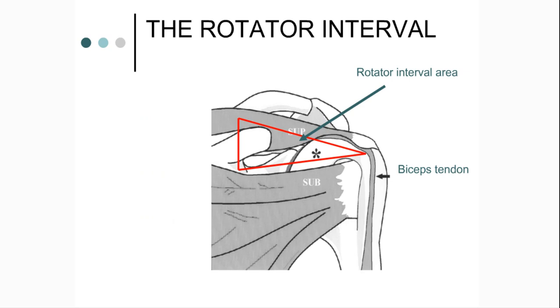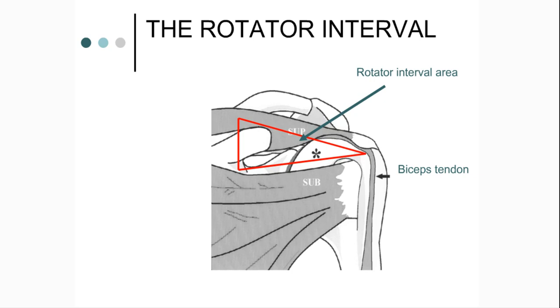So I mentioned the rotator interval, and for those of you that may need a little bit of refreshing on anatomy, the rotator interval is an area that we refer to at the front of the shoulder. It's bounded medially by the coracoid process. Superiorly, it's bounded by the inferior border of supraspinatus. Inferiorly, it's bounded by the superior border of subscapularis, and then laterally by the biceps tendon. So this area is where histologically, and in fact radiologically, there have been changes noted with these patients.